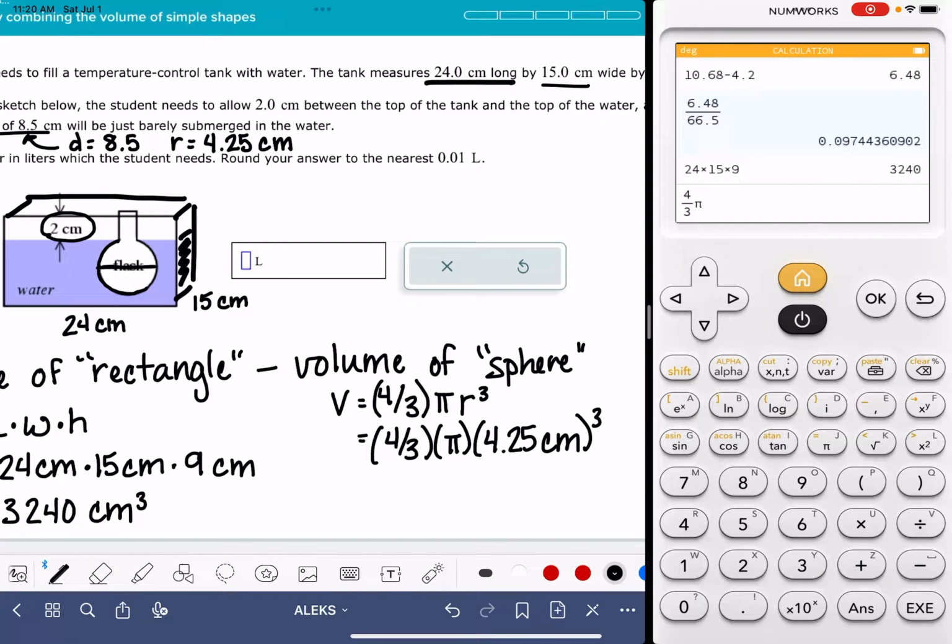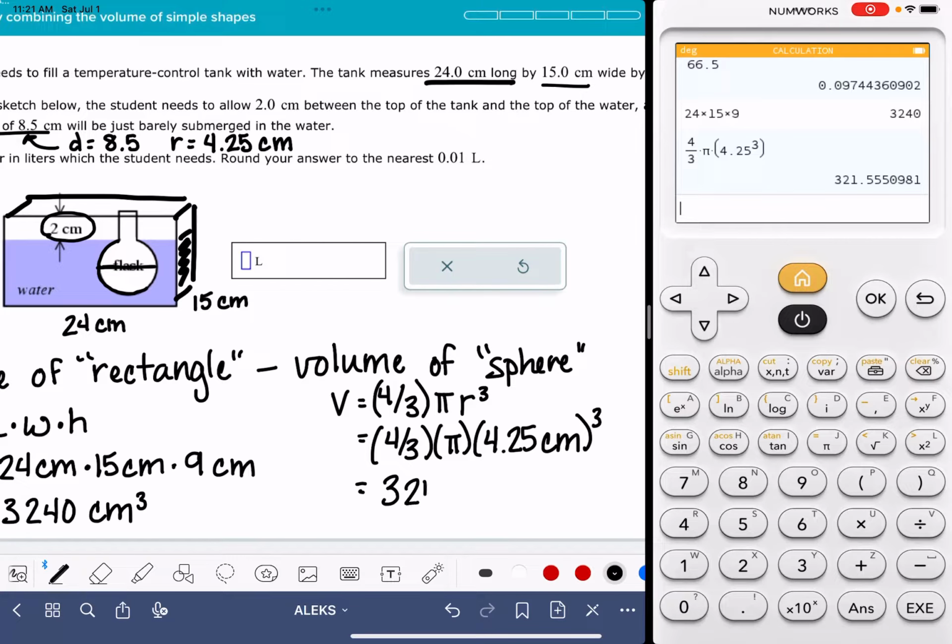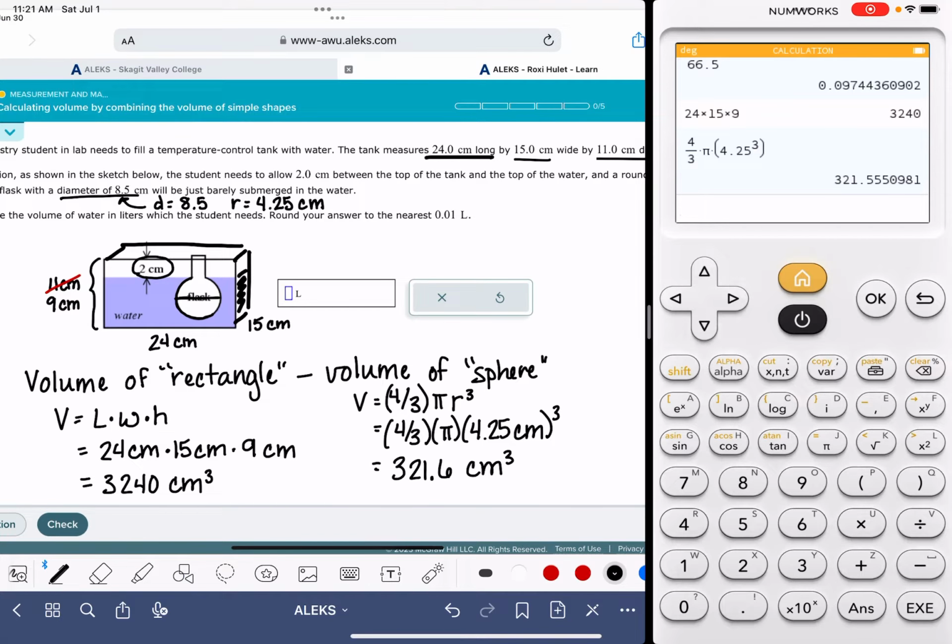4/3 times pi times 4.25 cubed. I forgot my cubed. Oh man, I don't know what's going on here. 4.25 cubed, my gosh. There we go. That is 321.6 cubic centimeters.